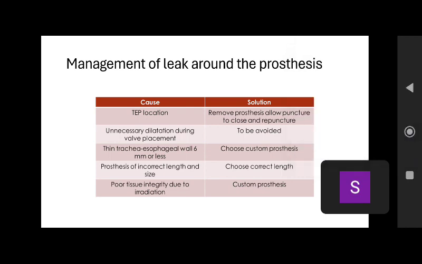Also, unnecessary dilation should be avoided. If the party wall is very thin, you have to use a custom prosthesis. If the size and length are incorrect, then accordingly you have to use the correct length and use a custom prosthesis.